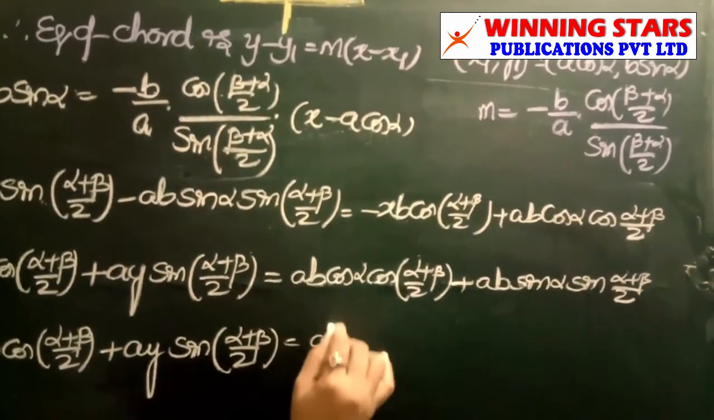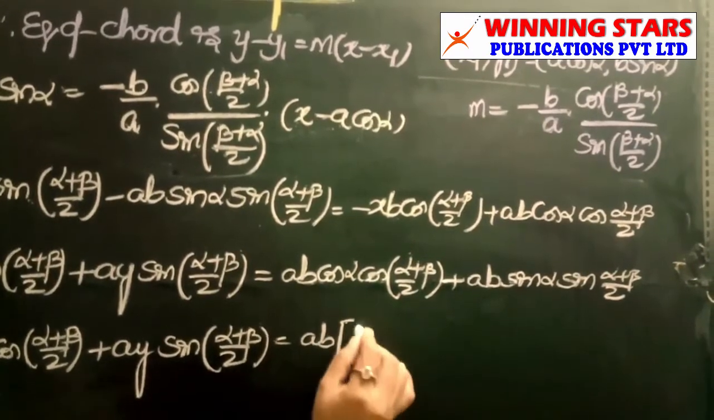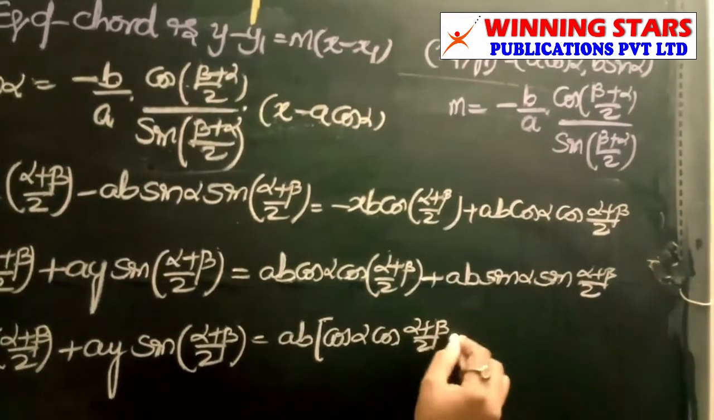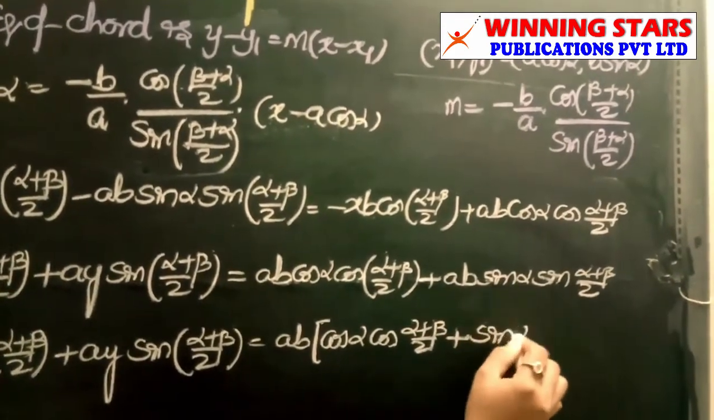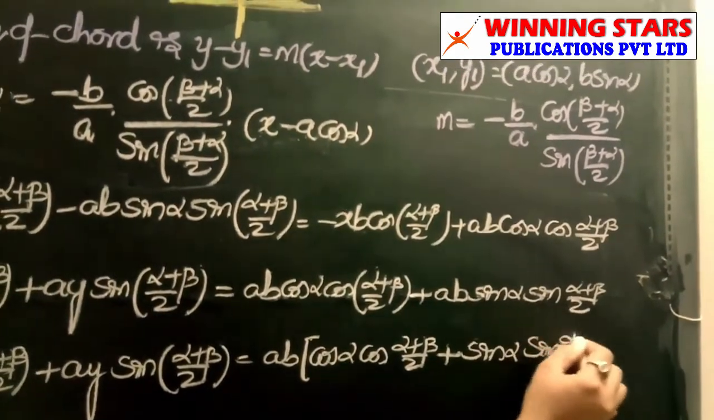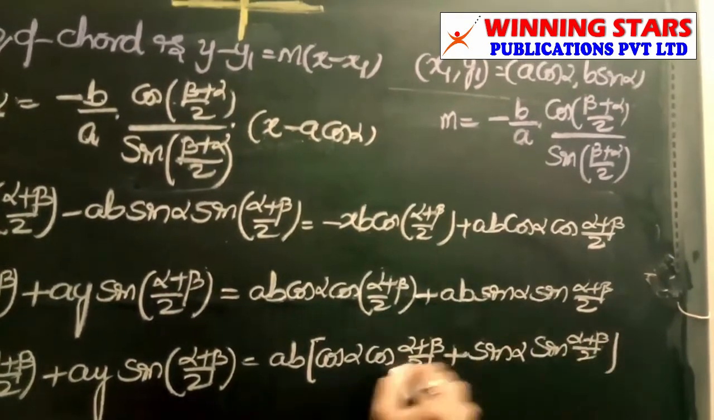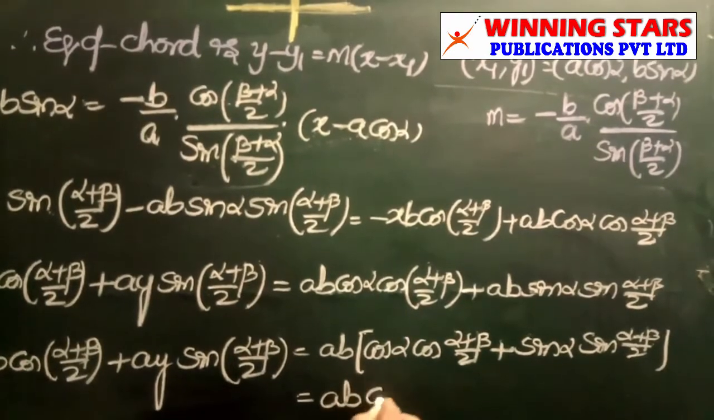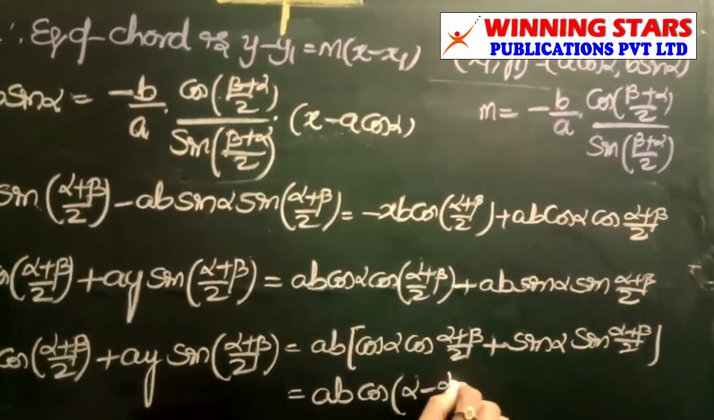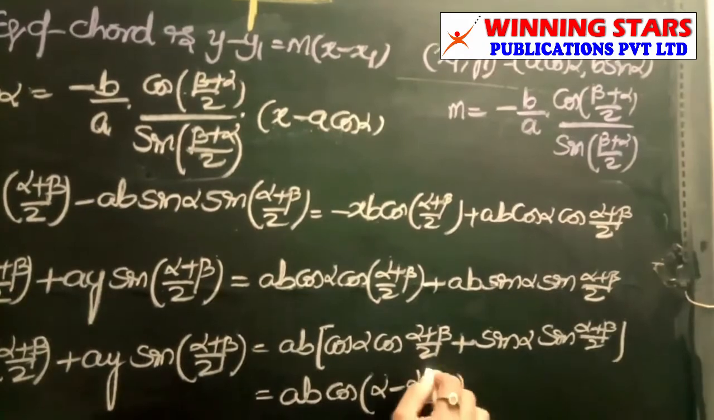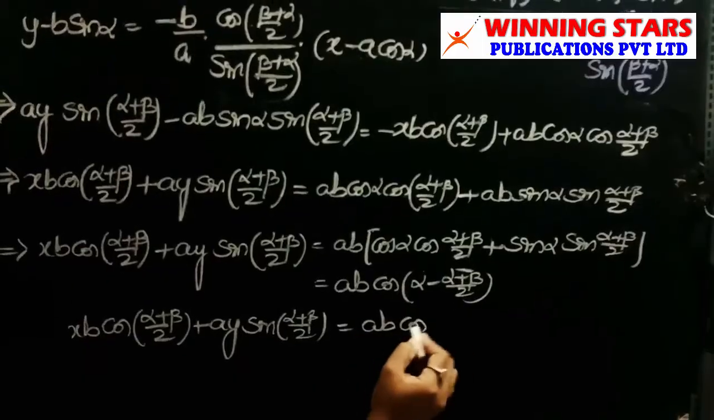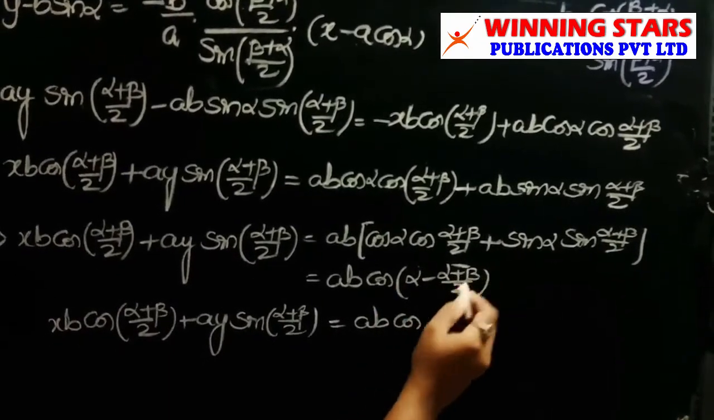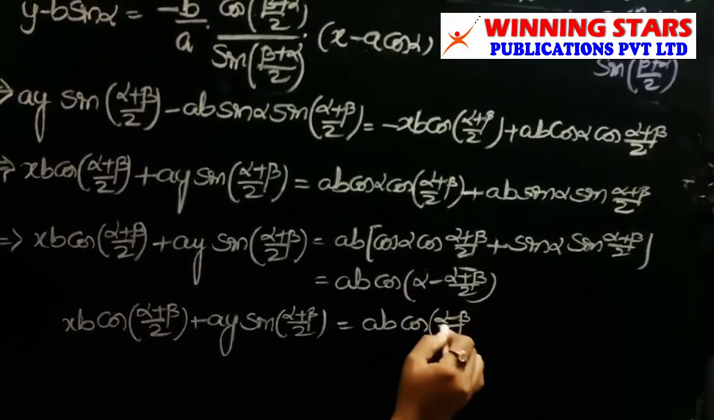is equal to, taking ab common here, ab into cos((α+β)/2) plus sin((α+β)/2), which is in the form of cos A cos B plus sin A sin B, that is cos of A minus B. So this is equal to ab cos of α minus (α+β)/2. Taking LCM, (2α − α − β)/2, that is (α−β)/2.